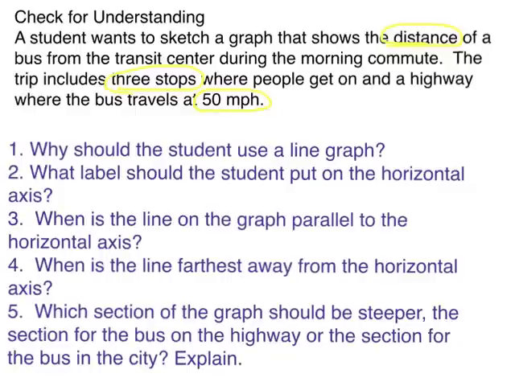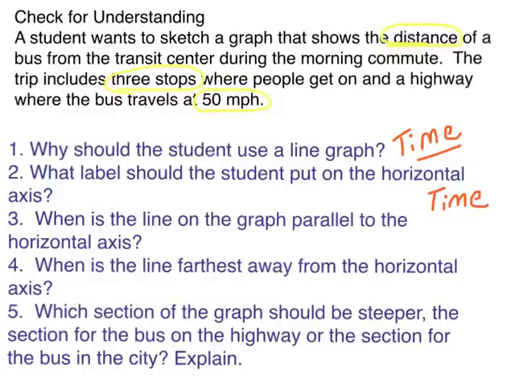Okay, number 1, why should the student use a line graph? A line graph is used, like we said before, when you are comparing changes over time. So because we're talking about time here, we are going to use a line graph. Number 2, what should go on the horizontal scale? That should be your time. If you had the vertical scale then, would have your distance. So the distance would be going up.